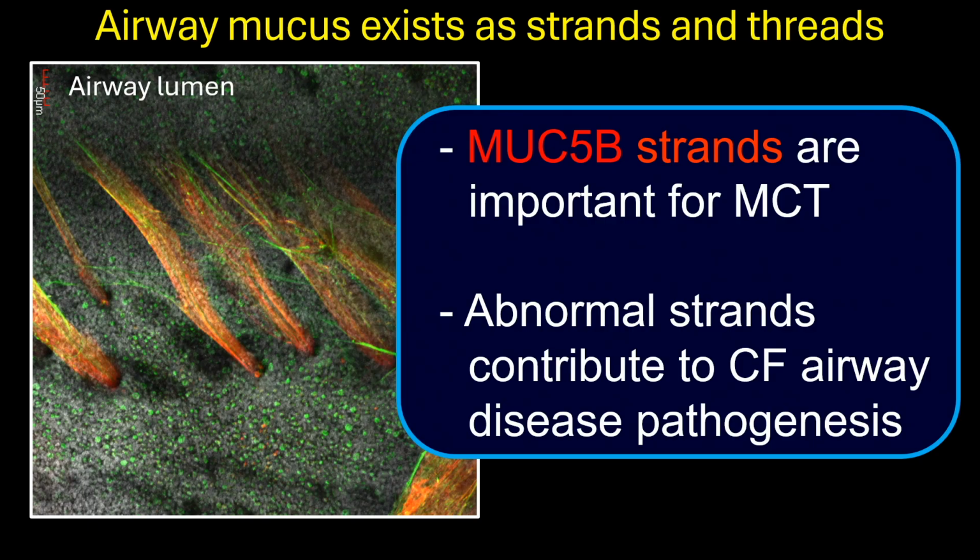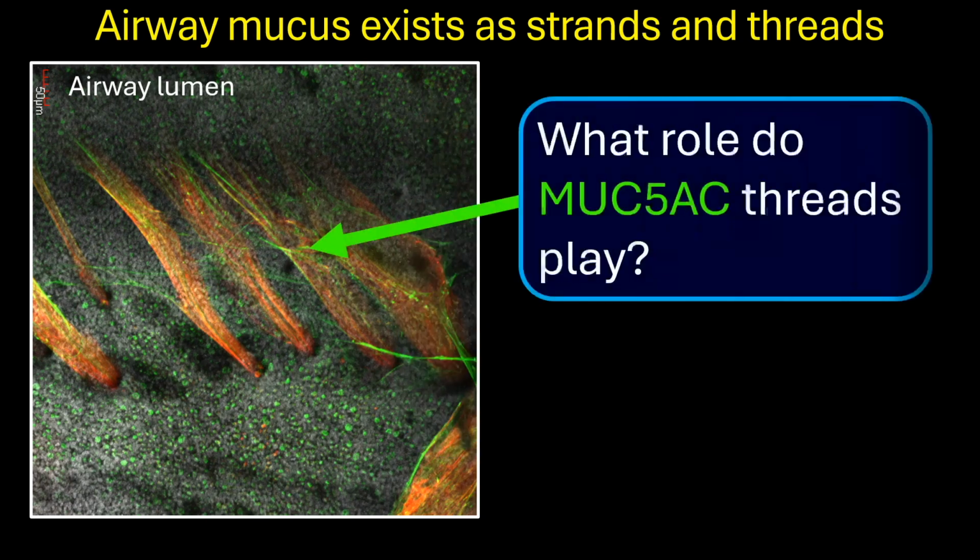This data suggests that MUC5B-rich strands are important in mucociliary transport, and data I'm not showing here has also implicated abnormal strands in CF airway disease pathogenesis. But the role of MUC5AC threads is unclear, and the rest of this talk will hopefully be addressing that question.